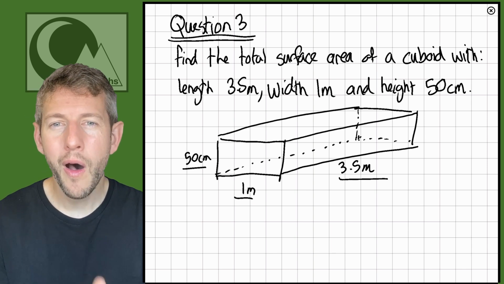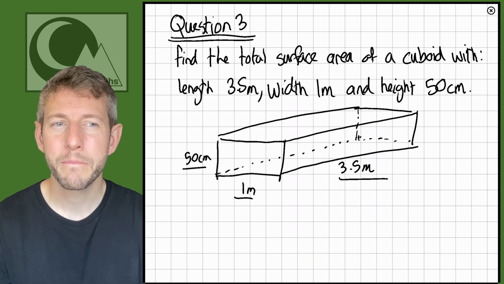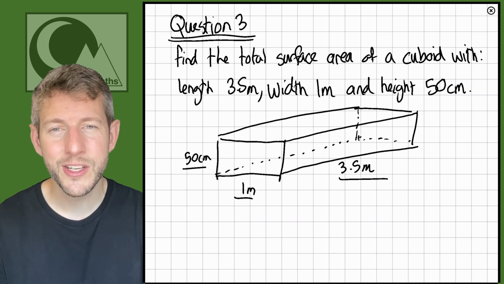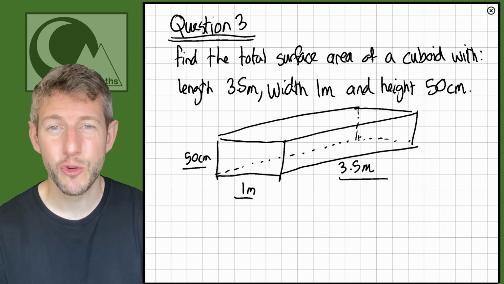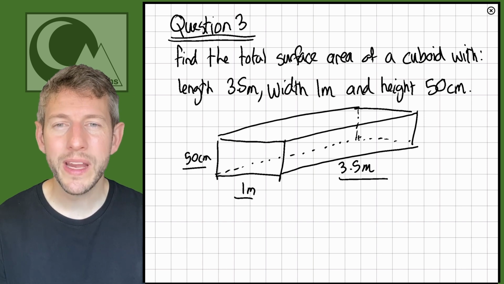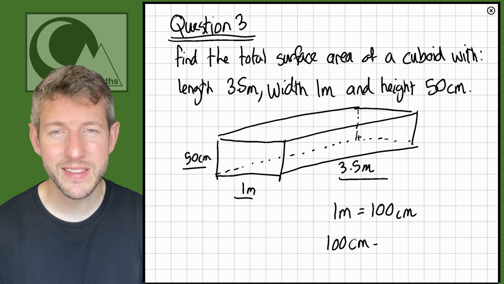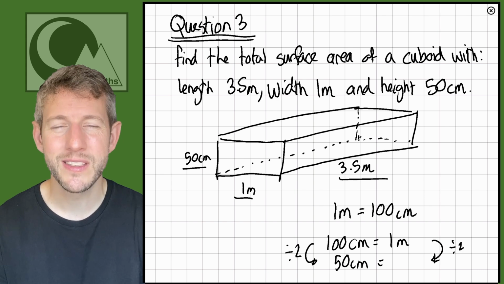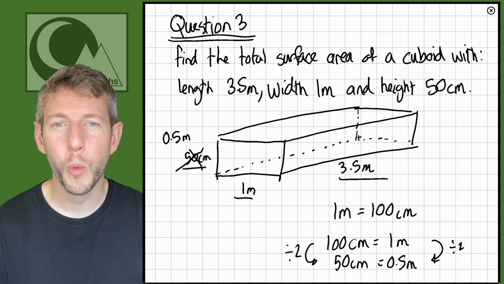I'm inclined with this question to change the units to metres, because if we convert it all to centimetres, we're going to get such a large number, it's going to be a little bit unmanageable. Two of the units are in metres already, and one is in centimetres, so I think that's going to be easier. Remember, 1 metre is 100 centimetres, so if we divide that by 2, we can see that 50 centimetres is 0.5 metres. So I'm going to replace this 50 centimetres with a 0.5.